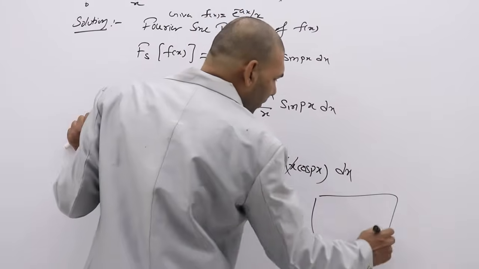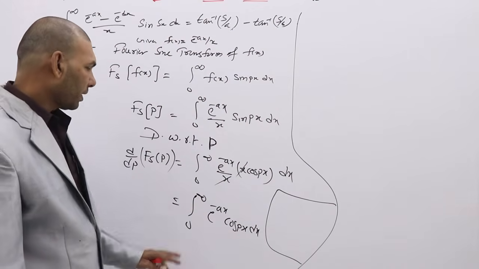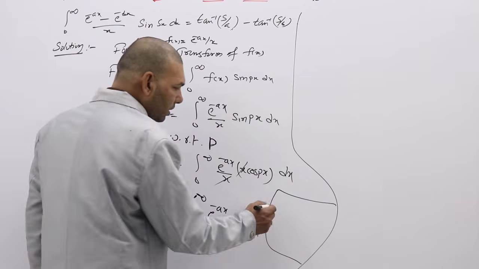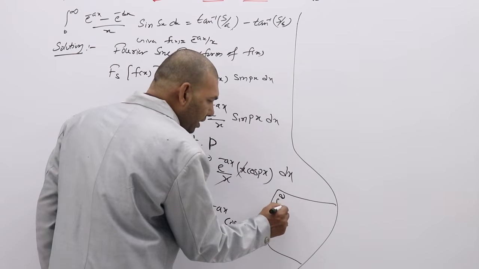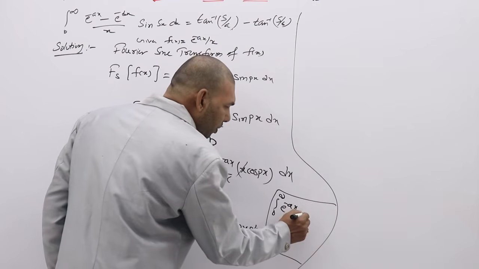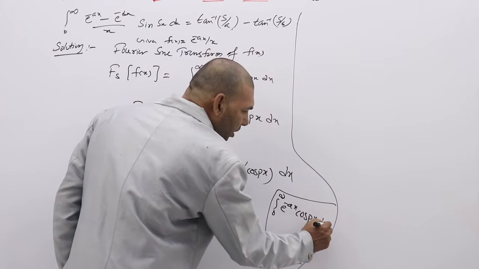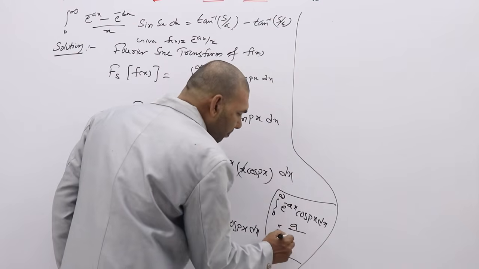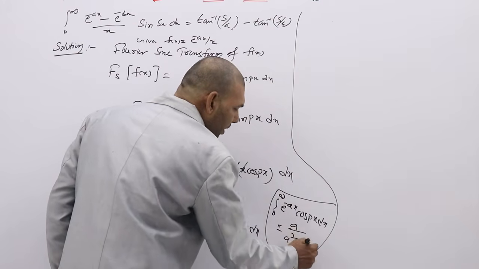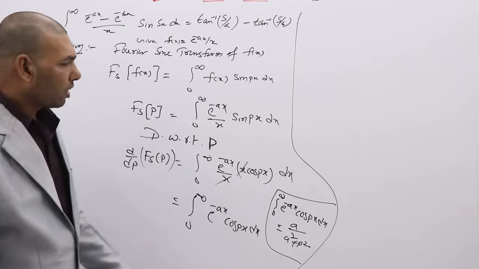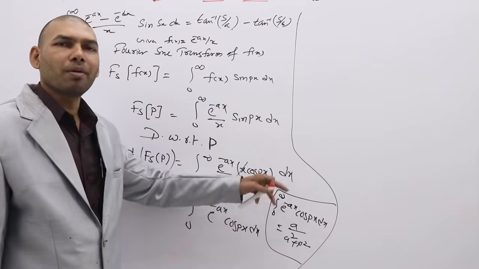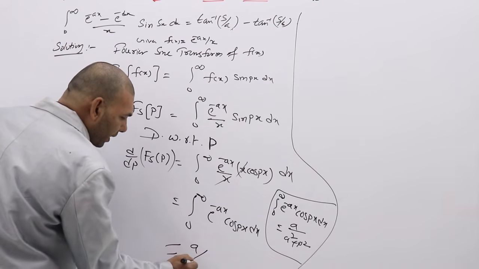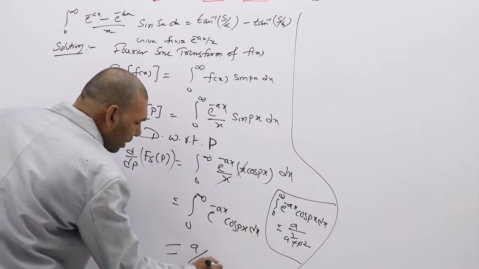This is a direct formula. Integral 0 to infinity e power minus ax into cos bx dx, we have a direct formula. Integral 0 to infinity e power minus ax into cos bx dx is a by a square plus b square. After evaluating the integral and substituting the upper and lower limits, you will get that. So you can write this directly, a by a square plus p square.